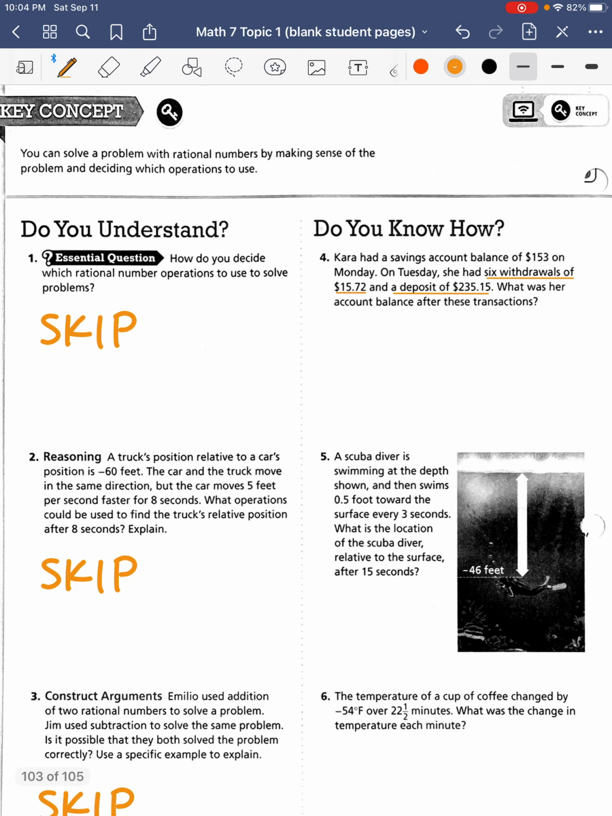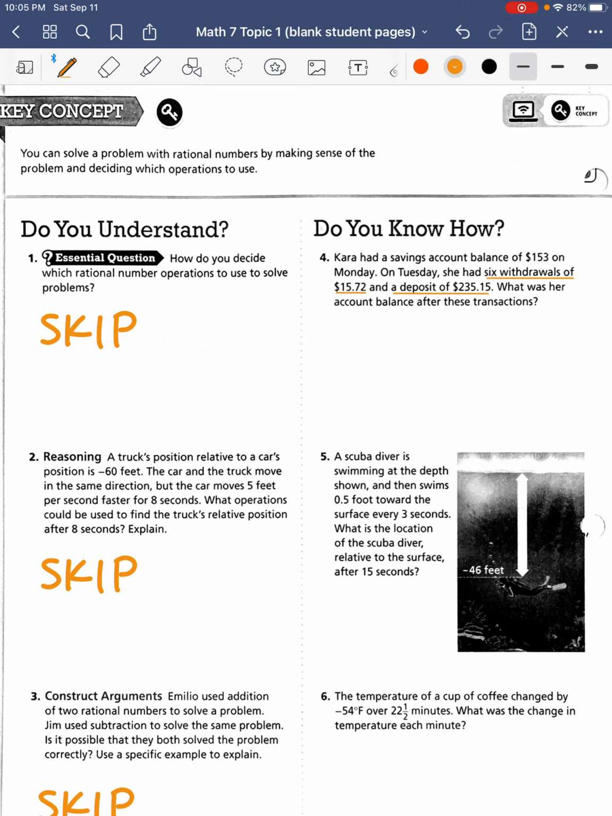Moving on to page 68. We're going to skip 1, 2, and 3, but we are going to work on numbers 4, 5, and 6. So, number 4. Kara had a savings account balance of $153 on Monday. On Tuesday, she had 6 withdrawals of $15.72 and a deposit of $235.15. What was her account balance after these transactions?